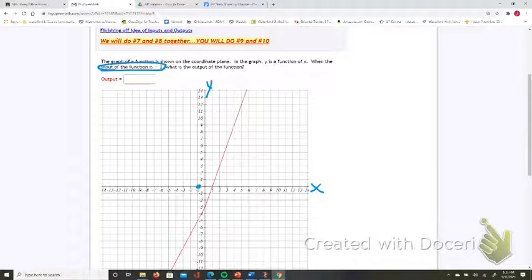So I have to go straight up or straight down. Well, if I want to hit the red line, I've got to go straight down. So I go straight down till I hit the red line, and look, I'm at -5. So when the input is -1, the output is -5. And another way to say that is when x is -1, y is -5. When the domain is -1, the range is -5. Okay? So now we type -5 and submit.